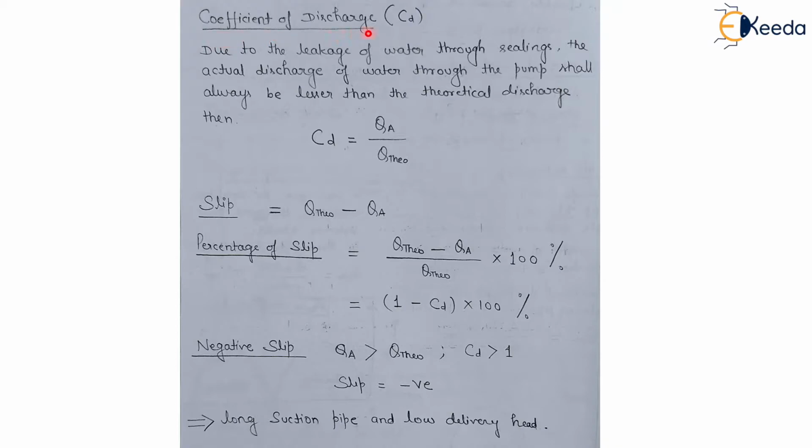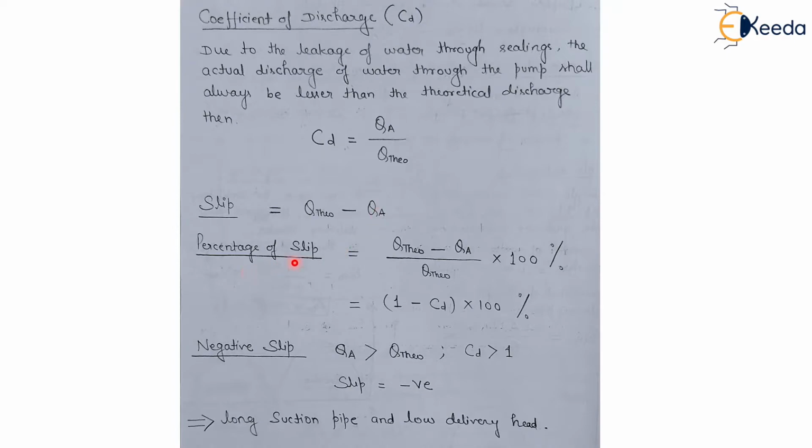Now what is the coefficient of discharge, Cd? Due to the leakage of water through the sealings, the actual discharge of water through the pump shall always be lesser than the theoretical discharge. So the coefficient of discharge is the ratio of actual discharge to the theoretical discharge. Then what is the slip? Slip is the difference between the theoretical discharge and the actual discharge. Theoretical discharge will be more and actual discharge is less, because of leakage.